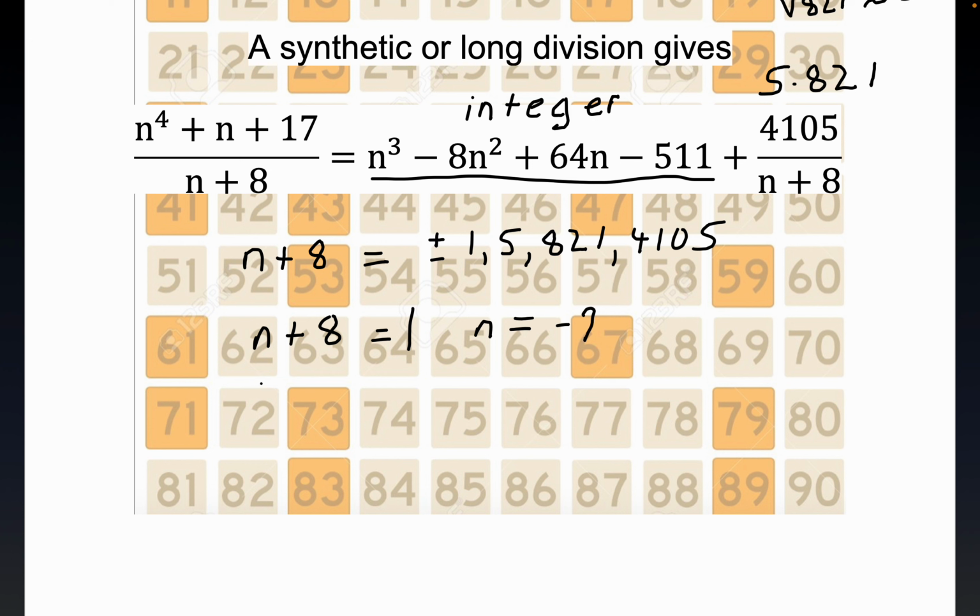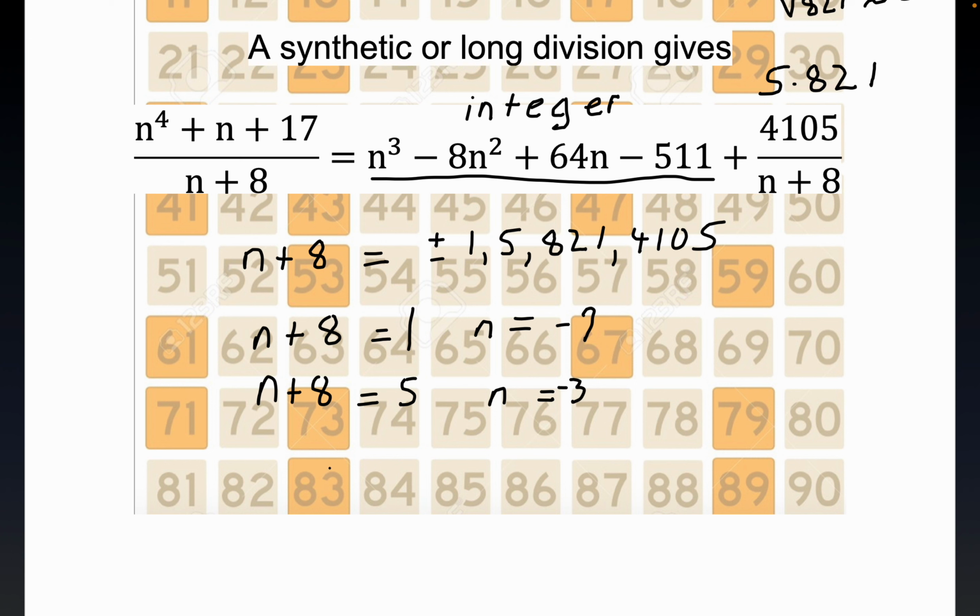How about n plus 8 is equal to 5? And I guess you see what I'm doing here. I'm literally forcing this divisor to be equal to the divisors of the quotient. All right, and that's the only way that this part could ever resolve to an integer, right? So this would imply that n is equal to -3, so we're not interested in that, right?